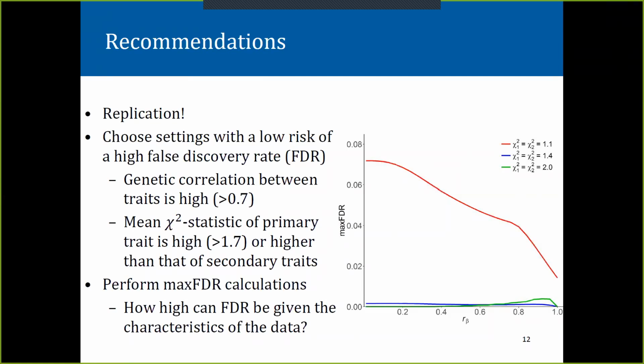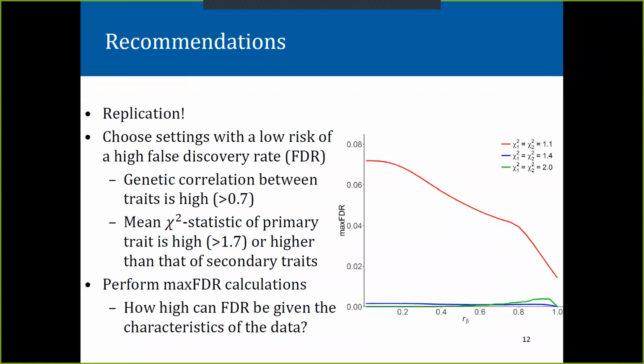Another thing you can do is make sure that the secondary traits that you're including in your MTAG analysis are not more strongly powered. So if your GWAS summary statistics have a mean chi-square statistic of less than 1.7, then you should make sure that the GWAS summary statistics for the other traits at least don't have a greater mean chi-squared statistic than your primary trait.